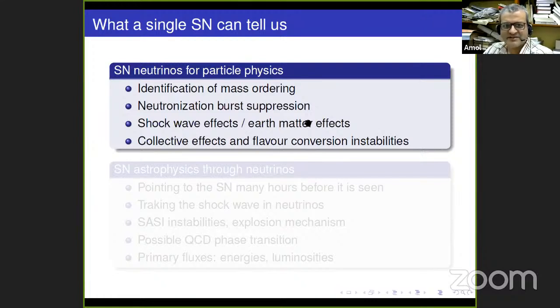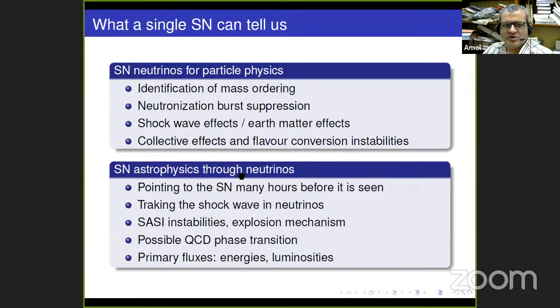Similarly, about earth matter effects. And they will tell us about collective effects and about instabilities in flavor conversion. This was all about particle physics. But on the other hand, they will also tell us a lot about neutrinos themselves.